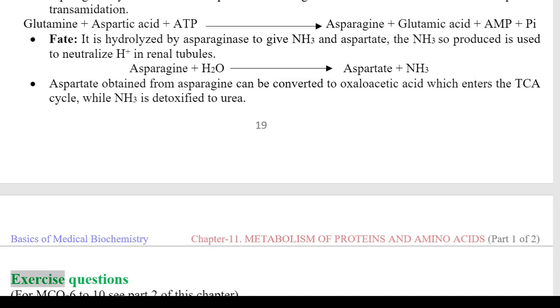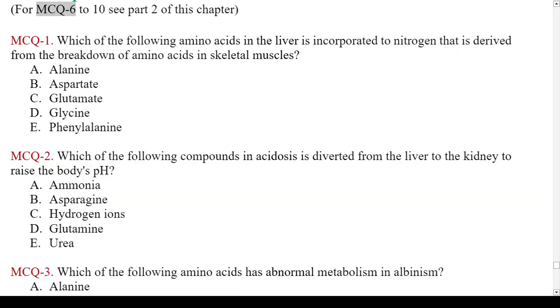Exercise questions. For MCQ 6 to 10 see Part 2 of this chapter. MCQ 1. Which of the following amino acids in the liver is incorporated to nitrogen that is derived from the breakdown of amino acids in skeletal muscles? Alanine, aspartate, glutamate, glycine, phenylalanine. MCQ 2. Which of the following compounds in acidosis is diverted from the liver to the kidney to raise the body's pH? Ammonia, asparagine, hydrogen ions, glutamine, urea.